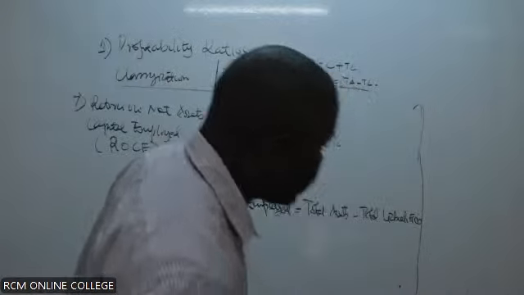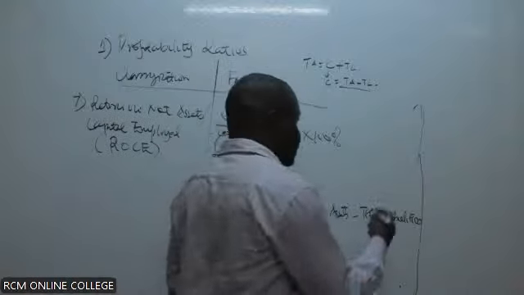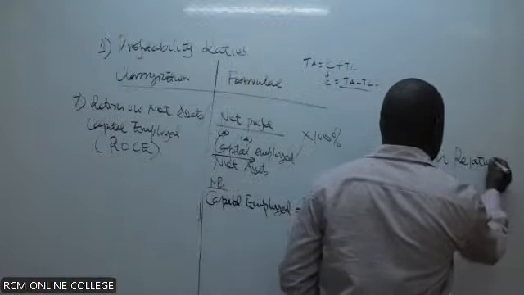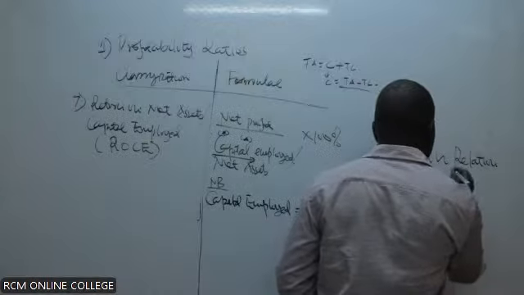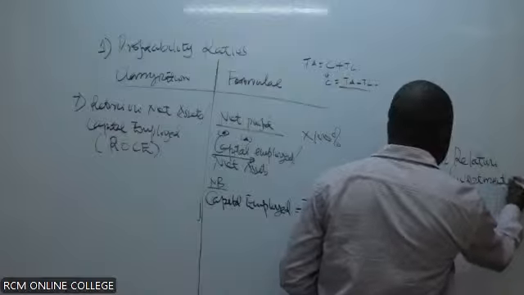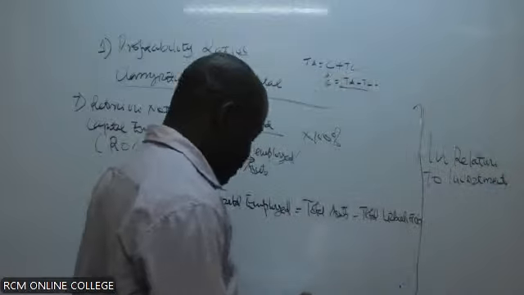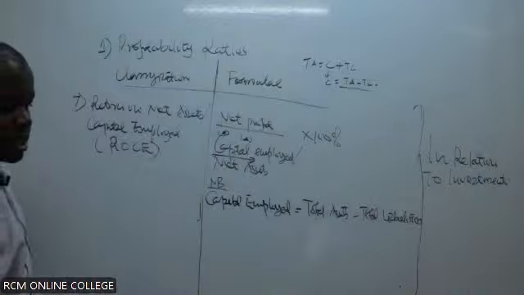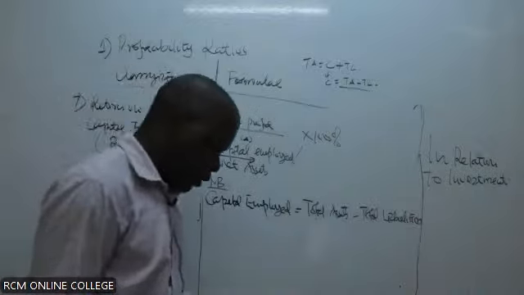So they are in relation to investment, the 3 of them. Those are the profitability ratios that we can compute or come up with.